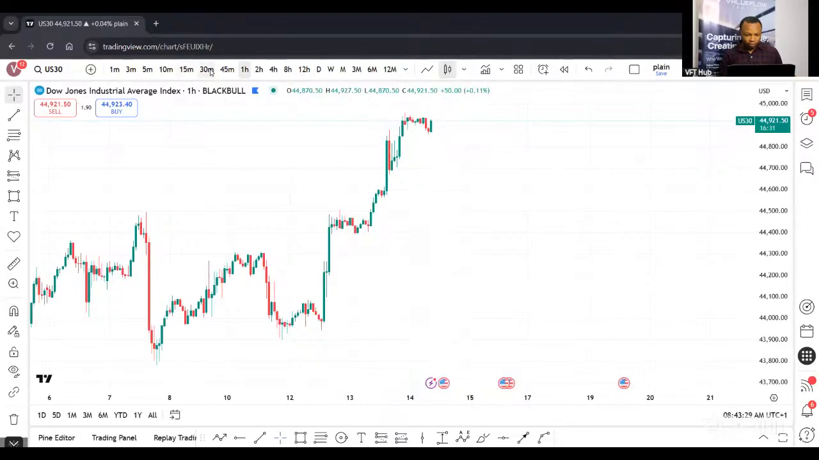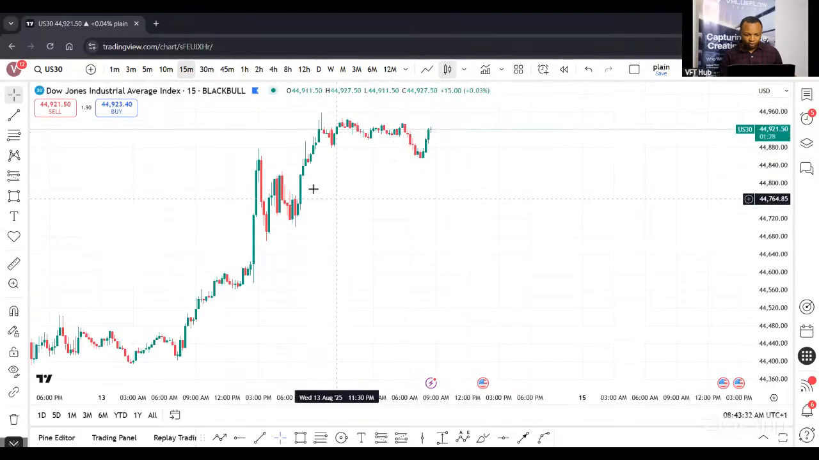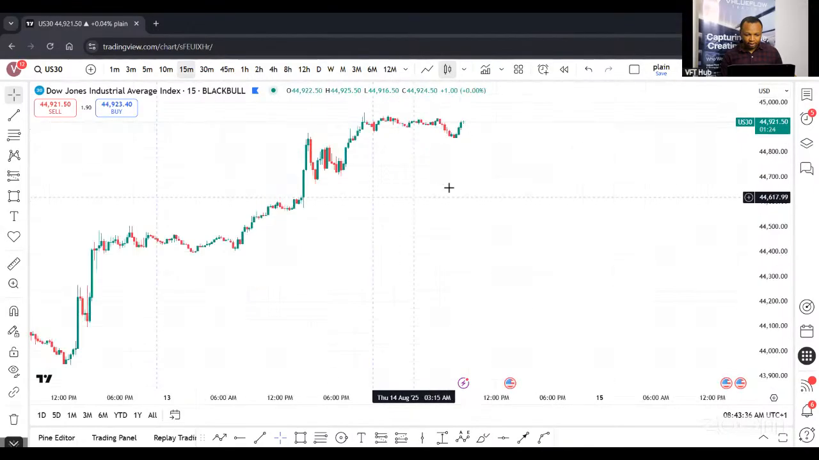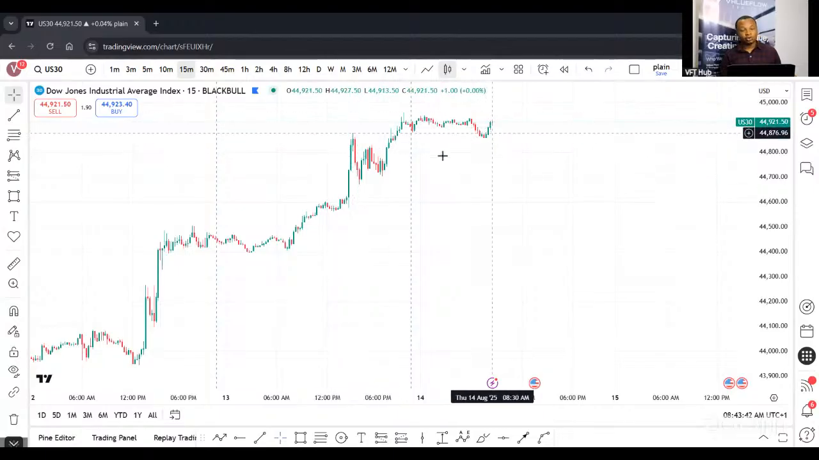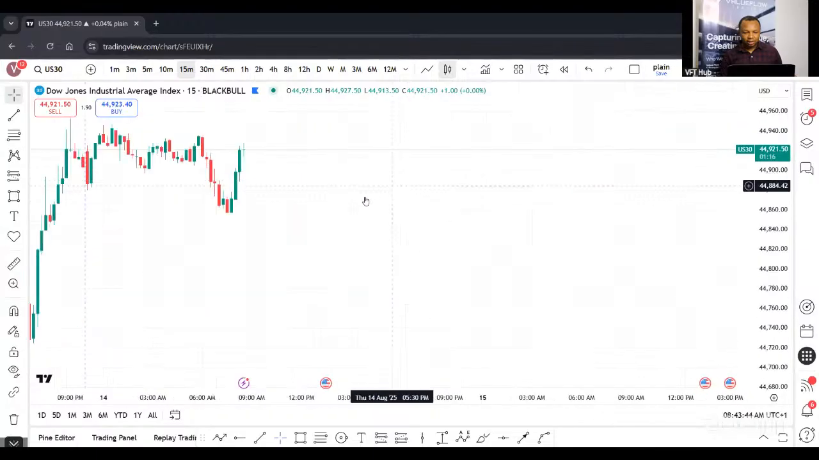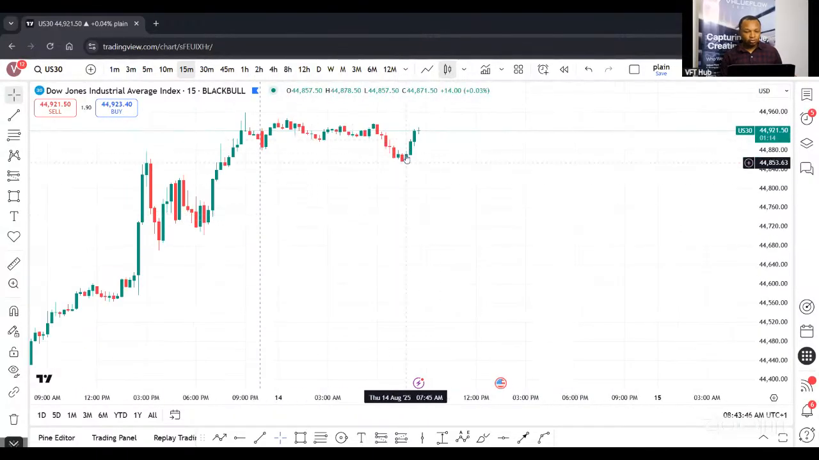Okay, so let's move to the 15-minute time frame. You see that it gave these very short, very brief retracements right here, and it has retraced into the high of yesterday. At this point, I'm expecting it to continue rallying. So for me, US 30 is in an uptrend and it's in a good place to buy from.